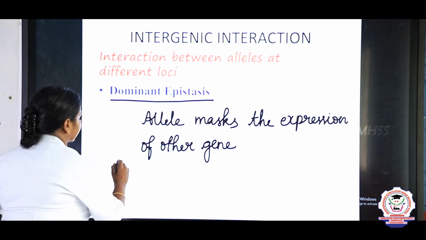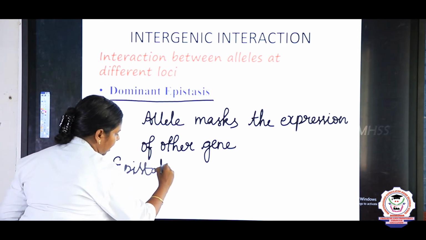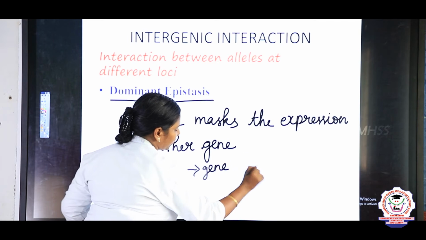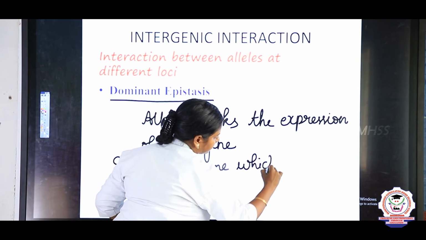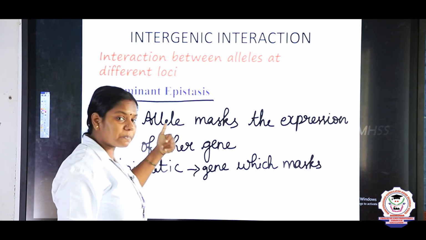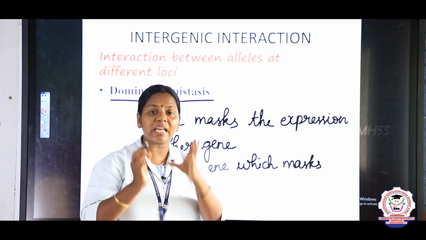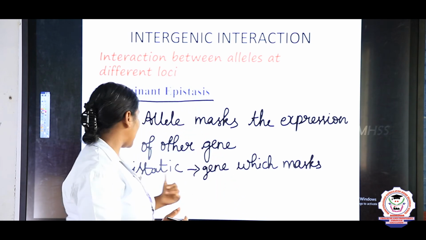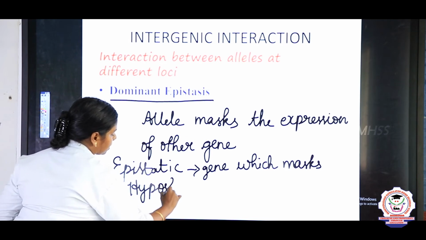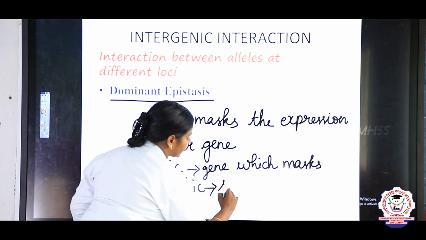What do you mean by epistatic? If a gene masks the other, we call it epistatic. Dominant epistasis is that one gene masks the other and the other is not expressed. The gene which masks, we call epistatic. And hypostatic is the gene or expression which is suppressed.